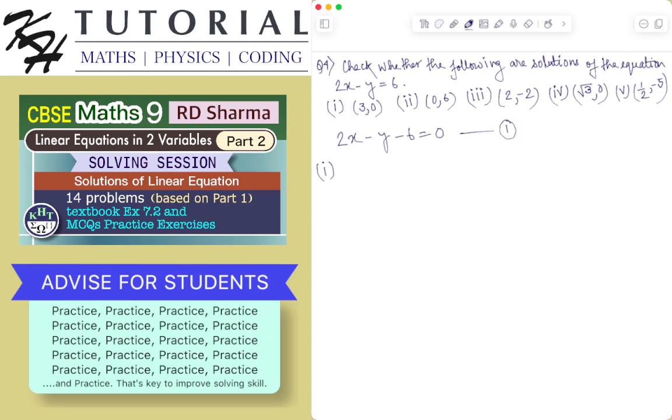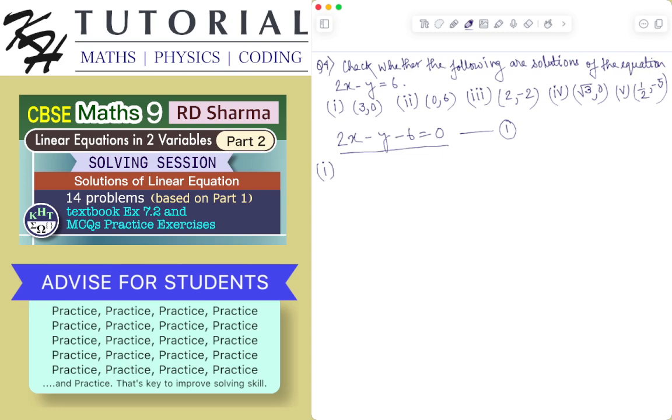How will I check that? If I substitute the values of x and y from the ordered pairs in the given linear equation, and the LHS comes out to be 0, when the linear equation is in standard form, this linear equation is in standard form. If after putting the values of x and y from the given ordered pairs the LHS is 0, then we can say that the ordered pair is a root or solution of the equation.